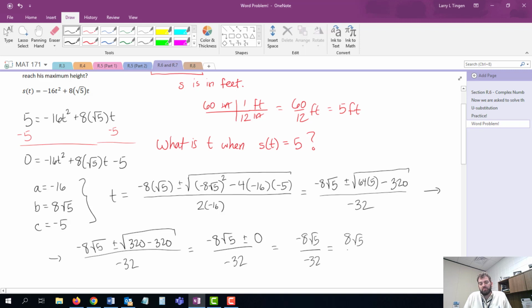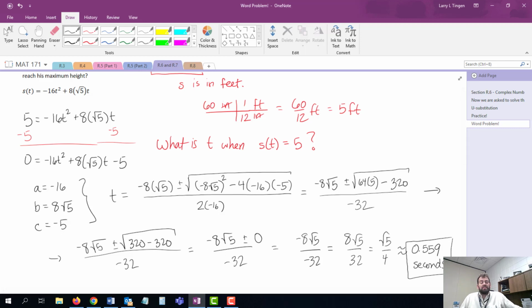8 times the square root of 5 over 32. We're going to take that. If you see some reduction here, you're right. 8 and 32 have common 8. So this will reduce to the square root of 5 over 4. But I don't know how many seconds the square root of 5 over 4 is, so I put this into a calculator, and I find that I'm looking at 0.559 seconds. So Kadour reaches his maximum height of 60 inches after 0.559 seconds, or 559 thousandths of a second.